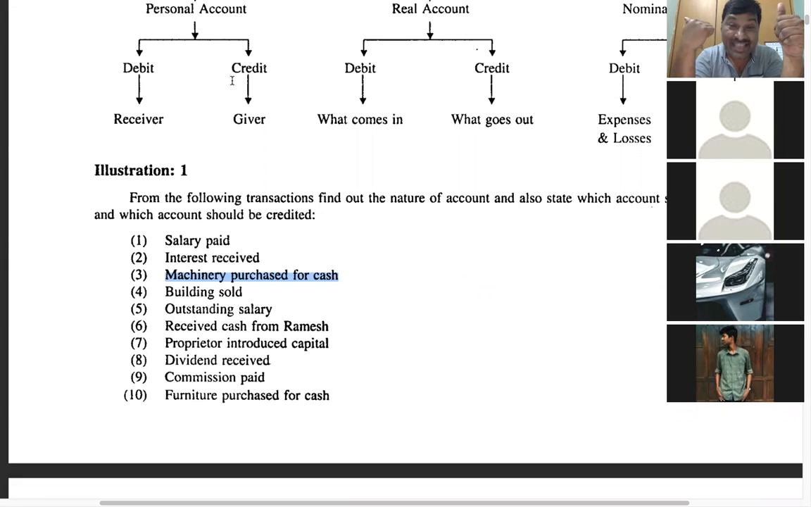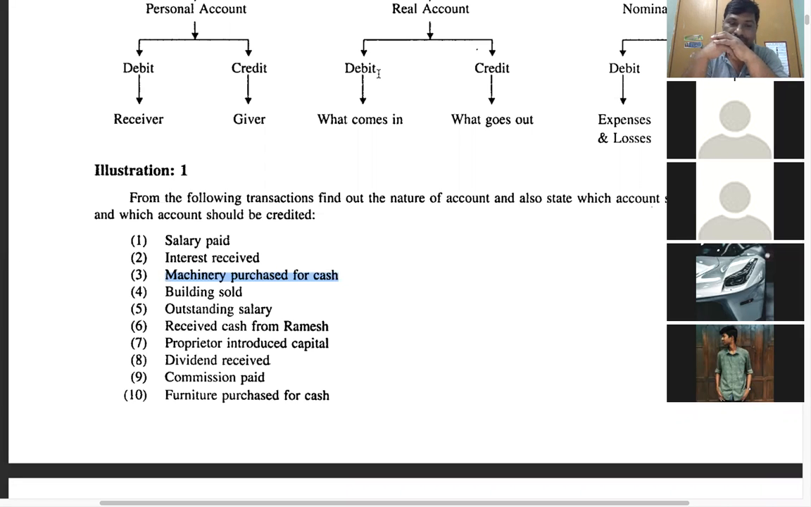Now, what is he giving? He's giving cash and we are receiving. When we receive, it comes in. When it comes in, it has to be debited as per the real account rule. It is coming in, so it has to be debited. Right? Next. Is that clear? Next, take up the next one.